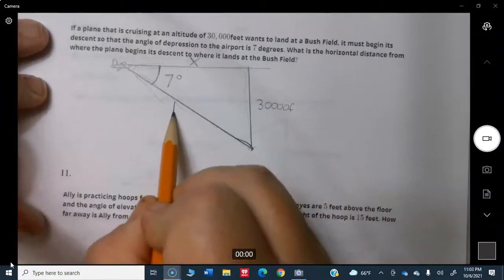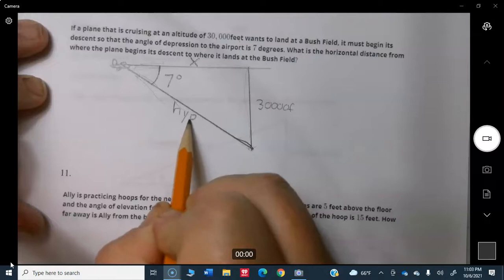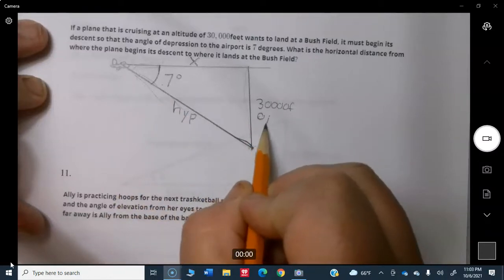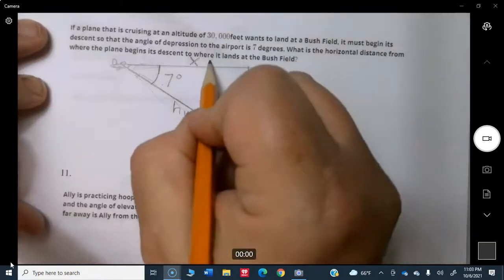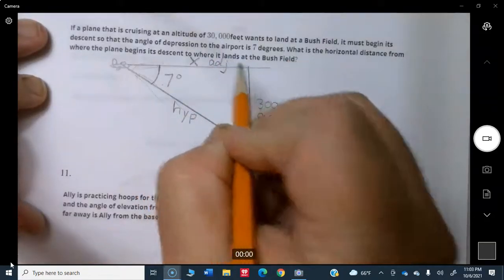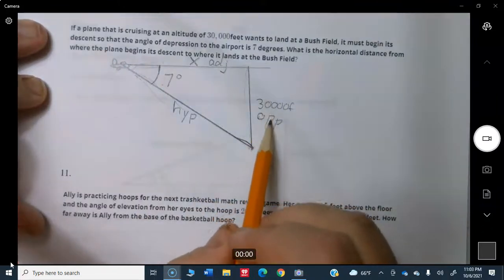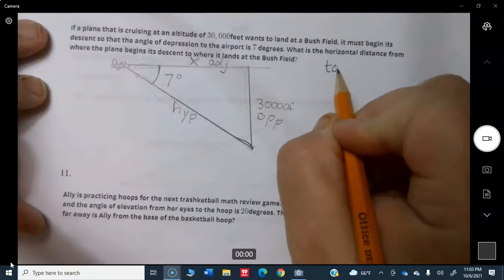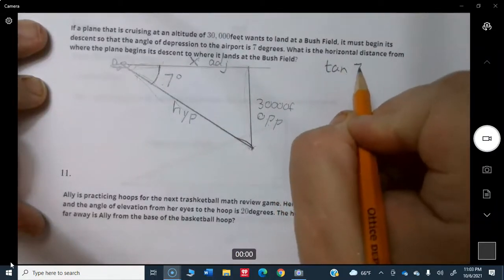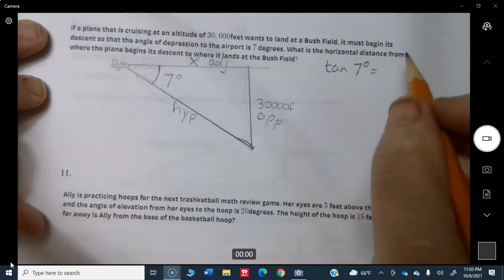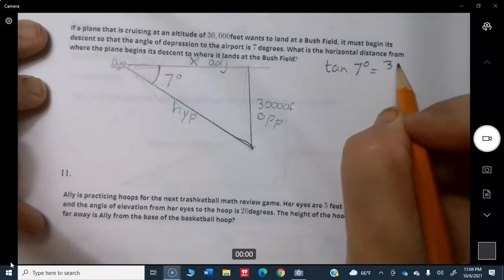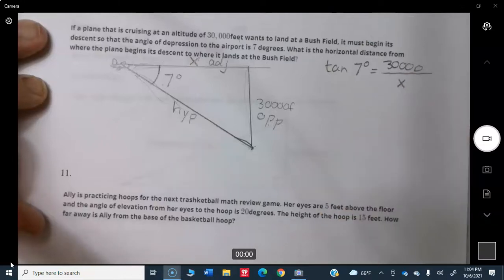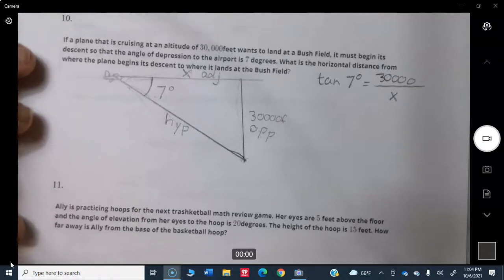So the hypotenuse is the long side. Opposite the angle, 7 degrees, is the opposite. And the other guy up here. So our known number is the opposite. Our unknown that we're trying to find is the adjacent. So that's going to be a tangent function. Tangent of 7 degrees. Okay, and that's how you would set up this problem, opposite over adjacent.